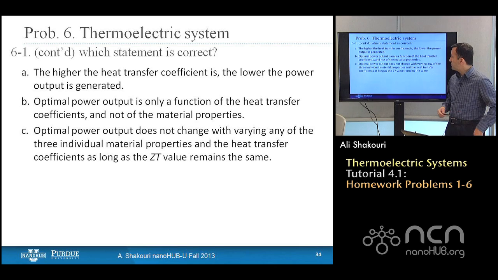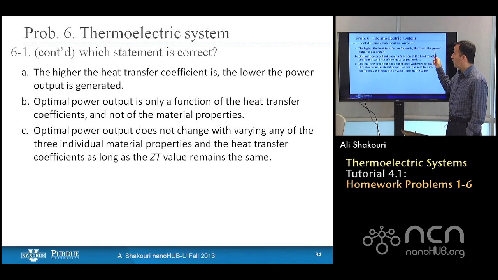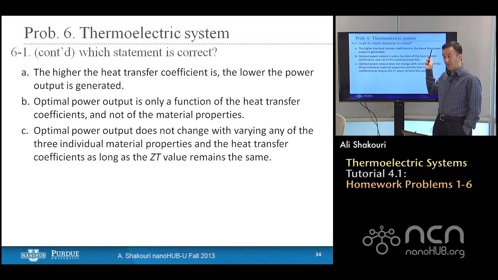One of the last questions was, what is the correct thermoelectric system statement? Higher the heat transfer coefficient, the lower the power output generated. This is not correct. Higher heat transfer should give you higher power output. Optimum power output is only a function of the heat transfer coefficient, not the material property. That is not correct either.